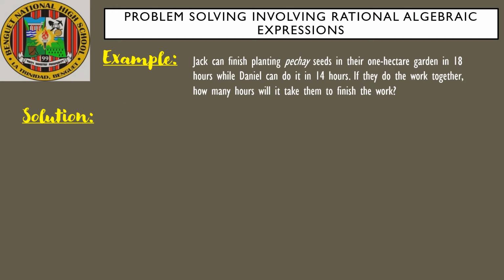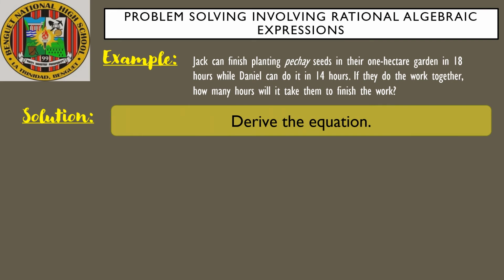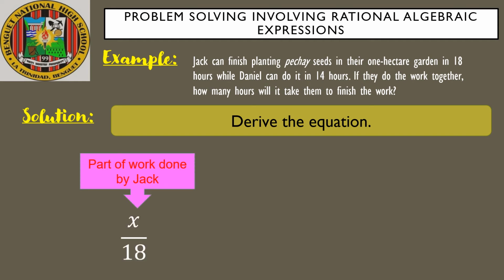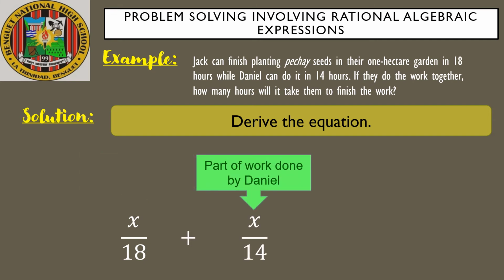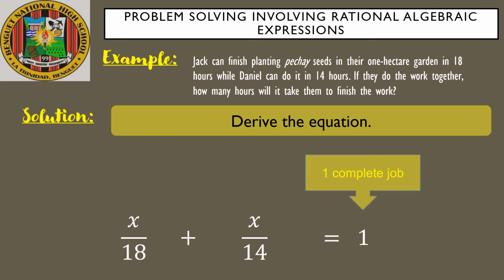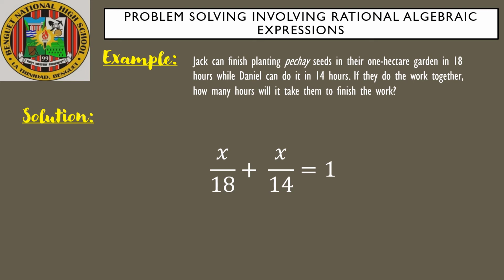Now we derive the equation that we are going to use to solve the problem. From our previous step, we take the part of the work done by Jack and add it to the part of the work done by Daniel, then equate it to 1 to represent the complete work that they are going to do. Thus, our resulting equation is x/18 plus x/14 equal to 1. We are now ready to solve the problem.